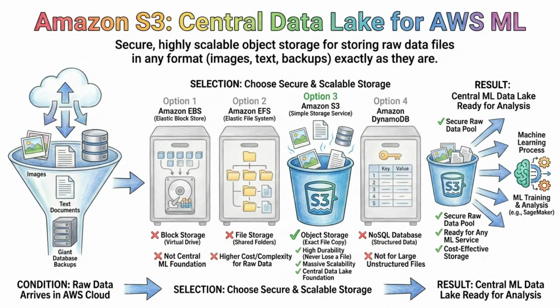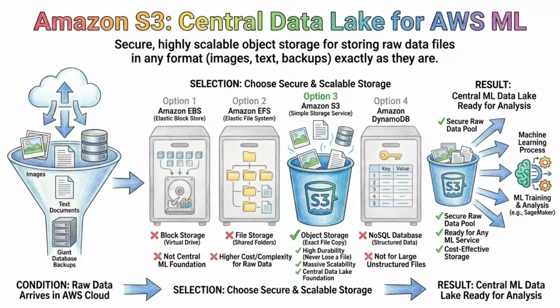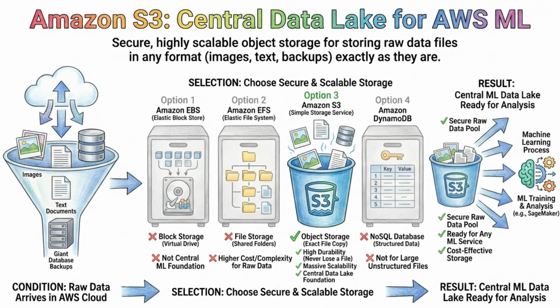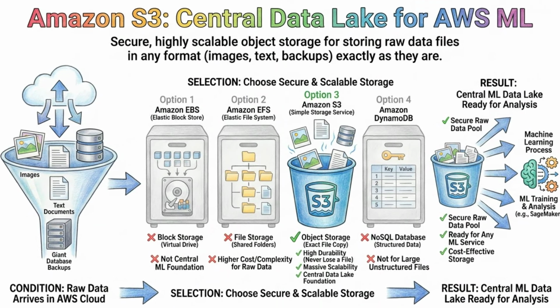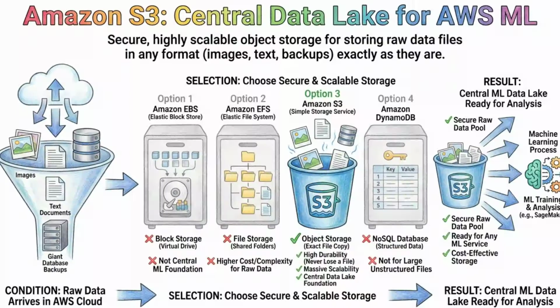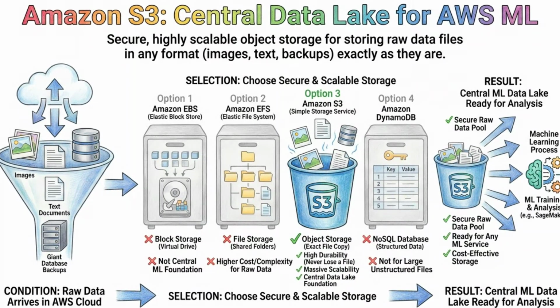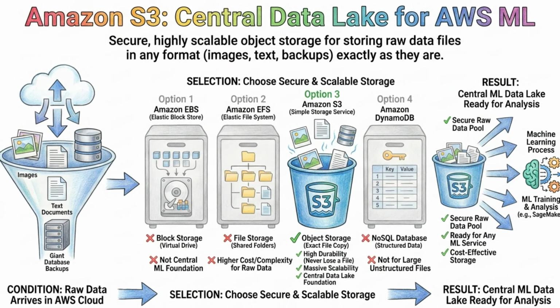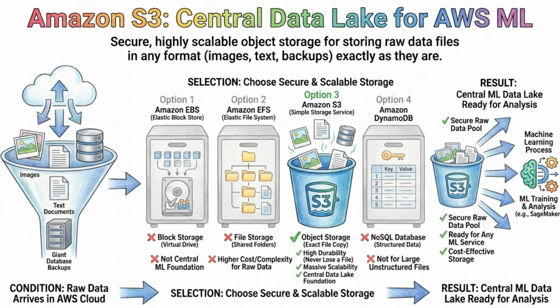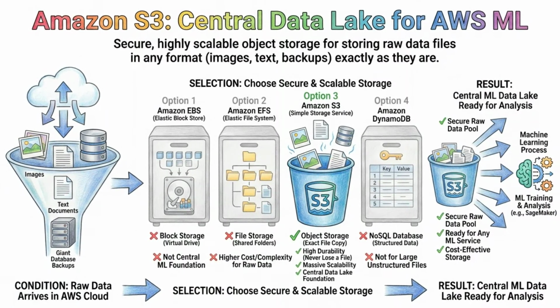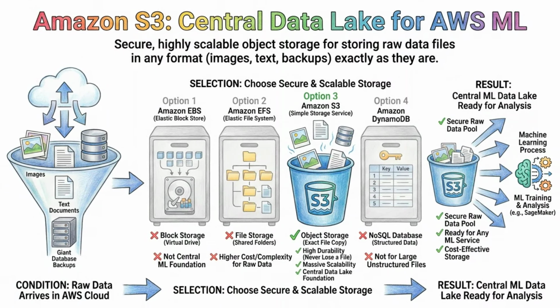Once your data successfully arrives in the AWS cloud, you need a secure and highly scalable place to store it. Amazon's Simple Storage Service, commonly known as Amazon S3, is the central foundation of almost every single machine learning architecture on AWS. S3 is an object storage service, meaning it stores your files exactly as they are, whether they're images, text documents, or giant database backups. It is designed to be incredibly durable, so the chances of ever losing a file are practically zero.